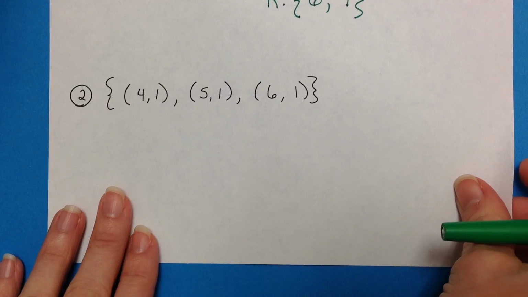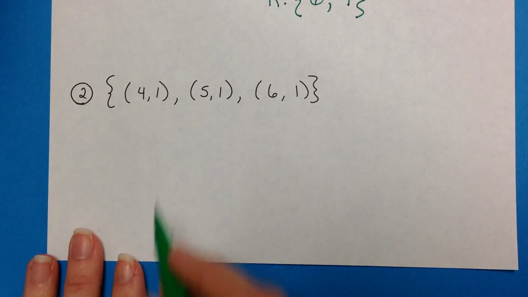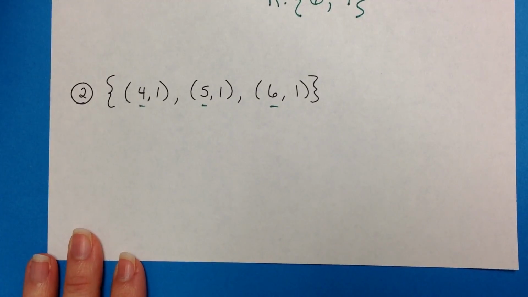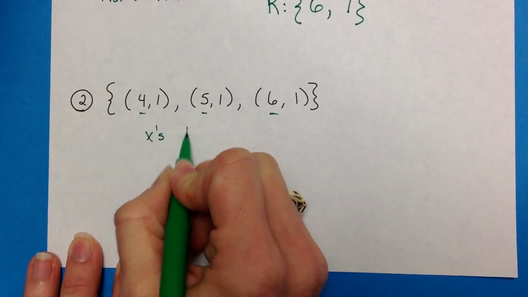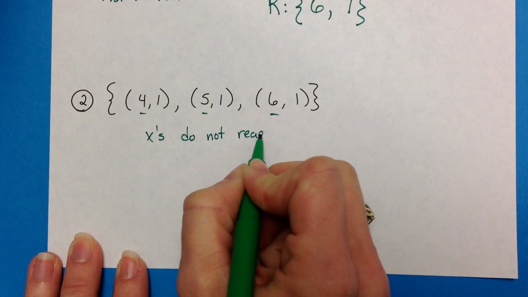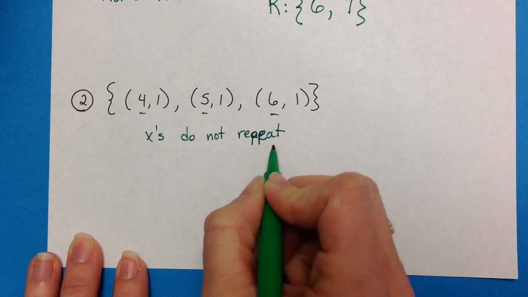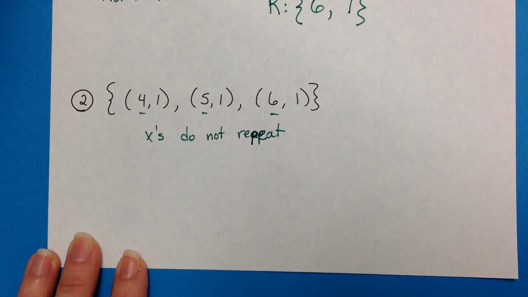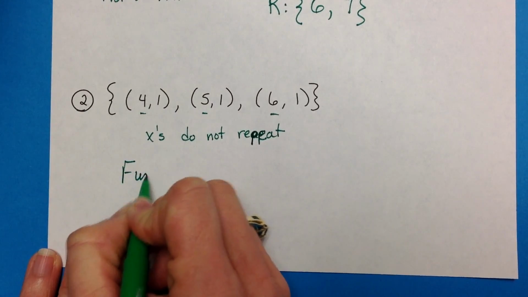Alright, second example down here at the bottom. Again, first of all, we need to determine if we have a function. If you look at your x's now, all 3 of your x's are different. So in this case, x's do not repeat, which means you are dealing with a function.